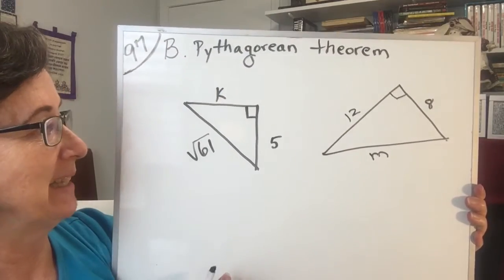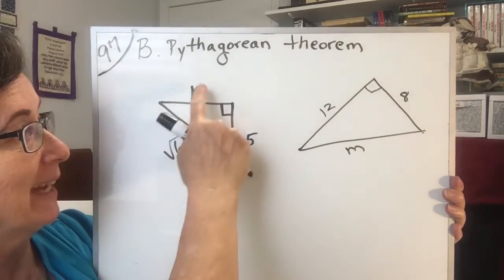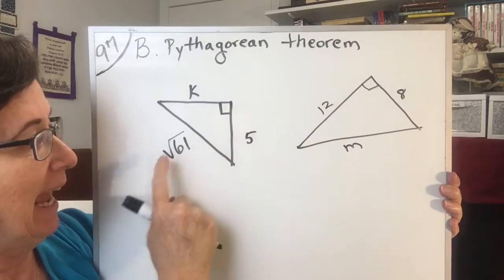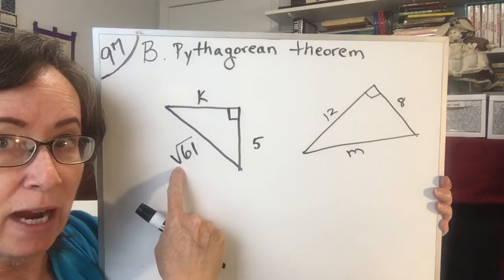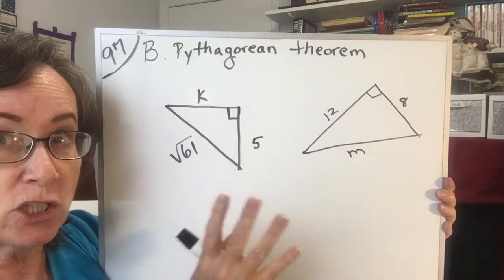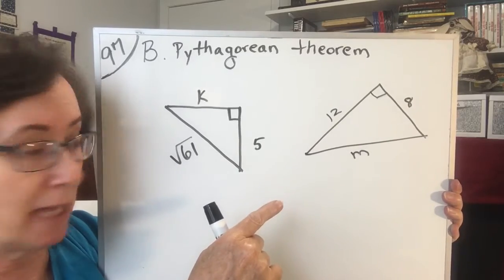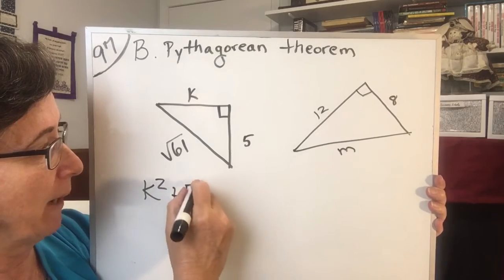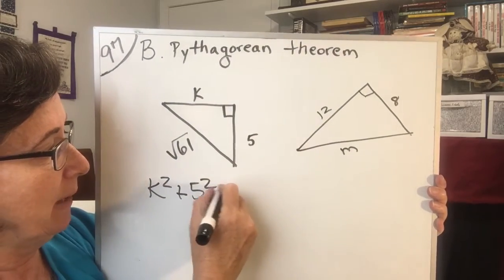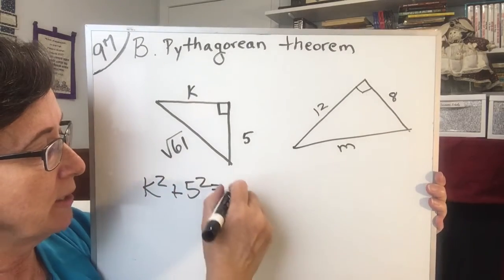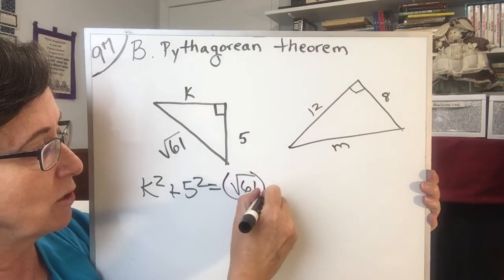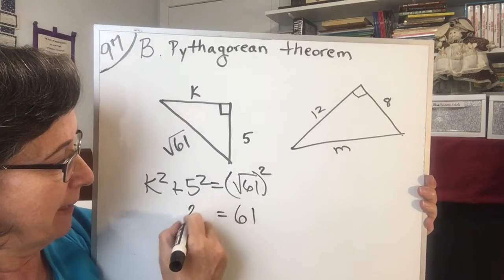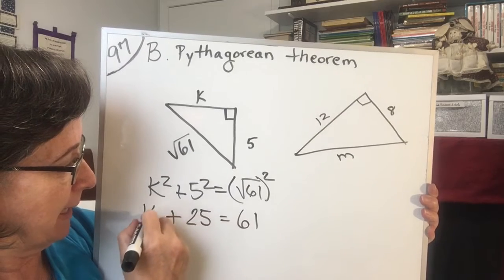Okay, for our last two examples, we have here, we have a K that we're looking for. Now 5 is a leg, and square root of 61 is our hypotenuse. So we always have to make sure that our hypotenuse squared is on one side by itself. So we're going to say K squared plus 5 squared, the two legs, equals hypotenuse squared. So the square root of 61 squared is just going to be 61, isn't it? So we have 61, and then this is a 25, and then this is a K squared.